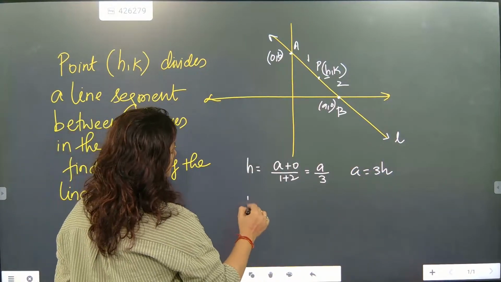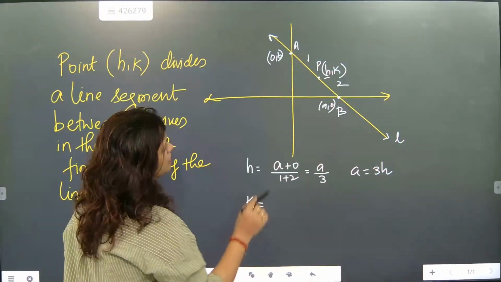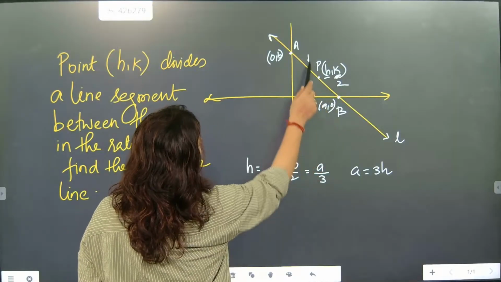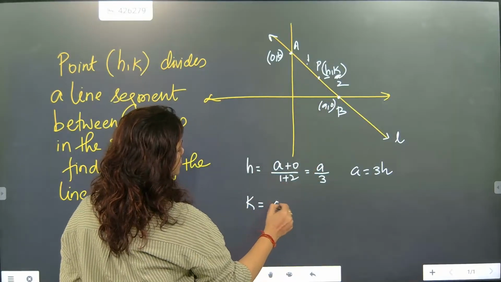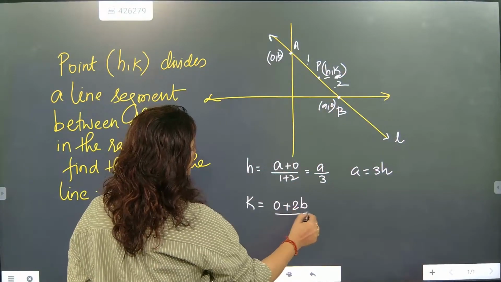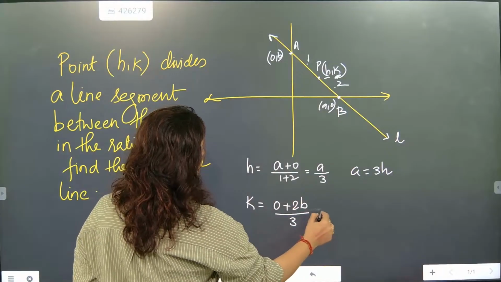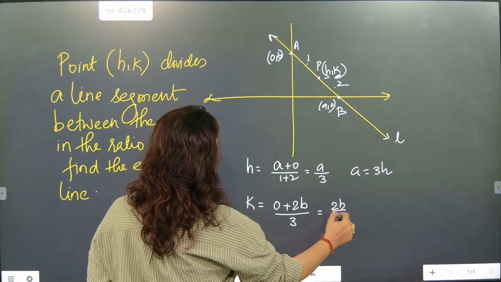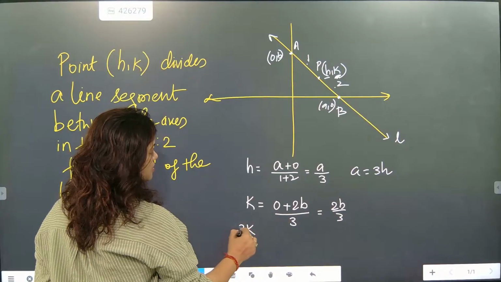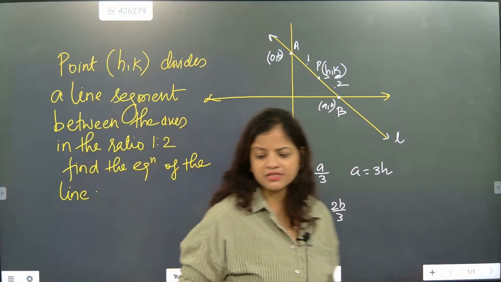The second one is k equal to 1 multiplied with 0, so 0 is coming. 2 will multiply with B, so 2B by 3. So here it is coming as 2B by 3. So the B value is coming as 3k by 2.